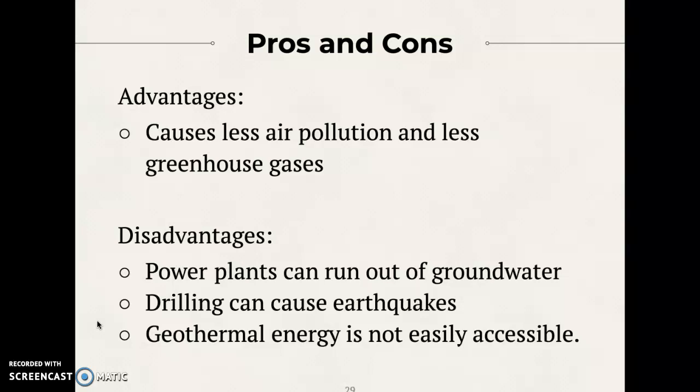volcanoes are more popular. So yeah, that's pros and cons, right? As you can see, advantages: less air pollution, less greenhouse gases. Disadvantages: there's more disadvantages at this point than advantages, so not the best at this time.